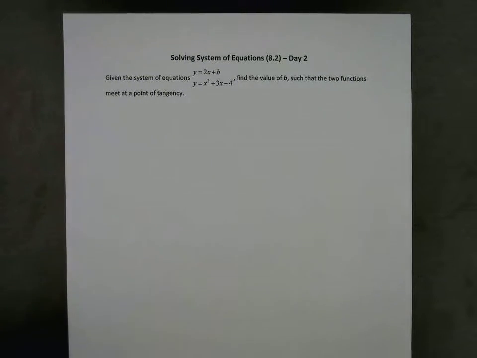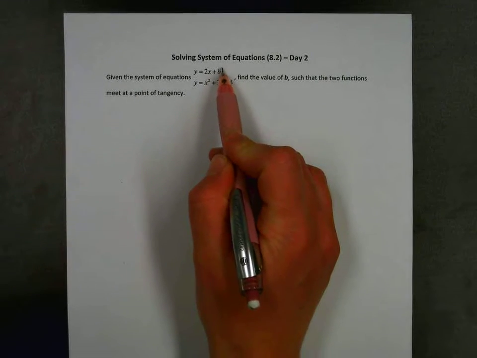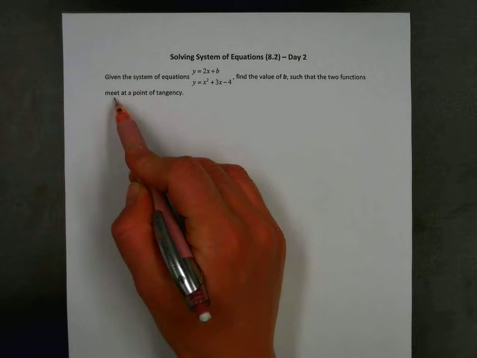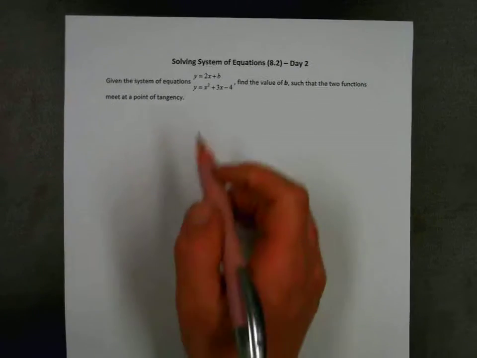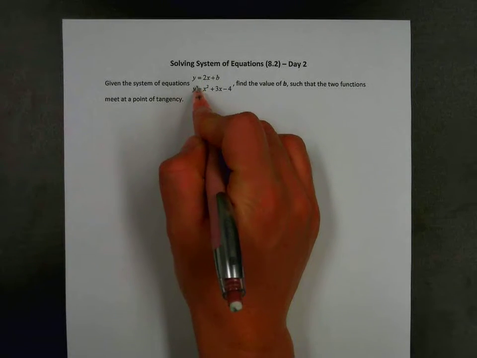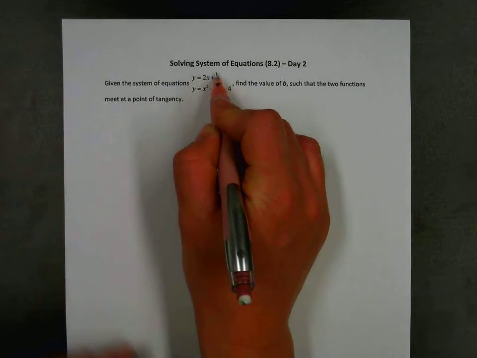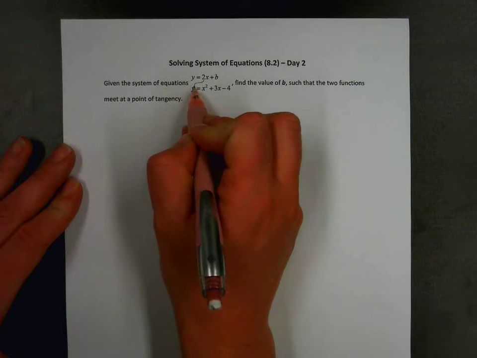Solving system of equations. When you're given the following system of equations and you're asked to find this unknown value of b such that the two functions meet at a point, what we want to do is solve the system like we would anything else. I'm going to solve it by substitution. I'm going to substitute this 2x plus b into this y value.